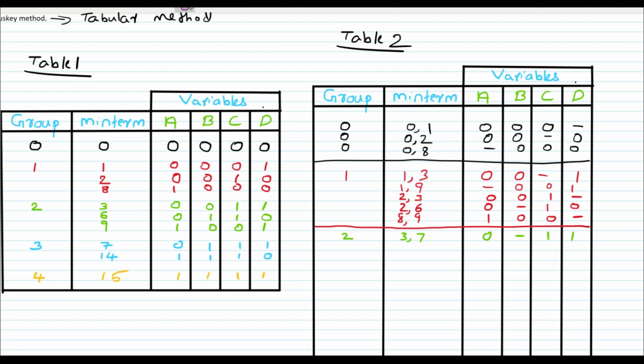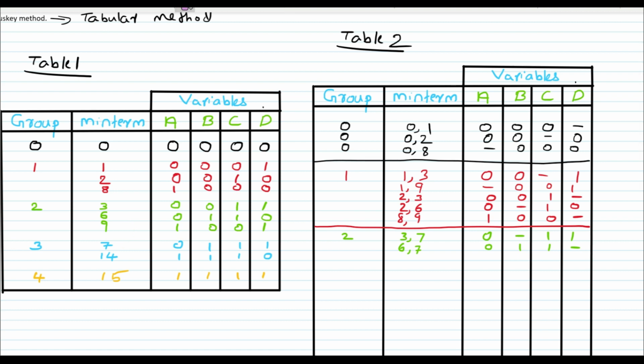Now we will consider 3 with 14. No, we cannot take it because A and B are different. And now the next number, that is 6 with 7. Yes, we can consider 6 and 7. 6, 7. Only the last bit is different. So 0, 1, 1, dash.